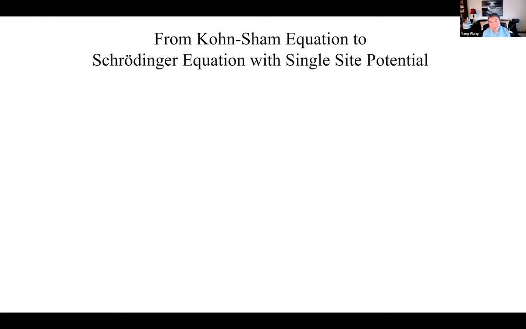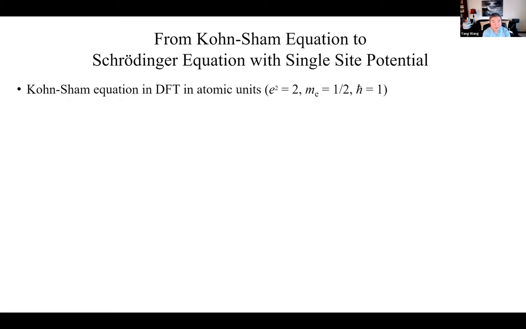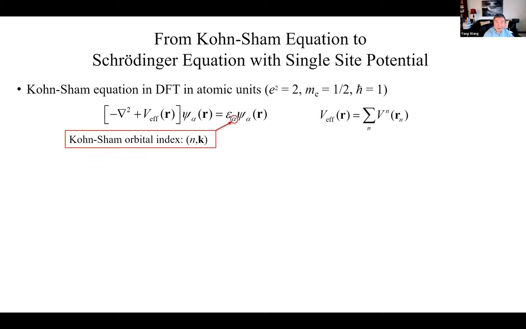So, from the Kohn-Sham equation in DFT, in atomic units, we write things like this, right? That's the Kohn-Sham equation, with V effective, which Marcus talked about last time. According to our construction, we can write V effective as a sum over Vn. And alpha is the Kohn-Sham orbital index, which really includes the band structure: given k, which band are you talking about? That's what alpha means, the Kohn-Sham orbital index.